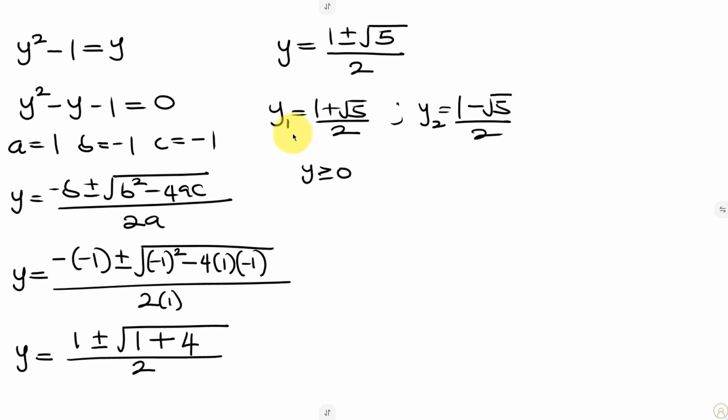And looking at the first y, we can see that this is positive. So this is accepted. And looking at our second y, you notice that it is negative. So we're going to be rejecting this. So we're going to be working with this.